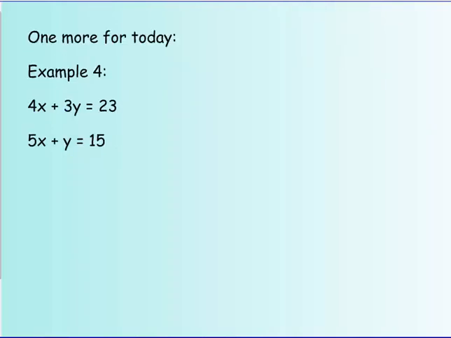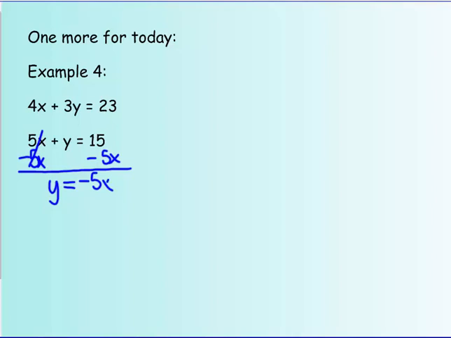And the last one, example 4, 4x plus 3y equals 23, 5x plus y equals 15. Well, this one's almost solved for y. I'm going to solve this second equation for y. I don't have to divide by anything to get rid of the coefficients, and it's not already a 3y, so that's not going to help me. So I am going to subtract 5x from both sides in this second equation to get one of the equations solved for either y equals or x equals.